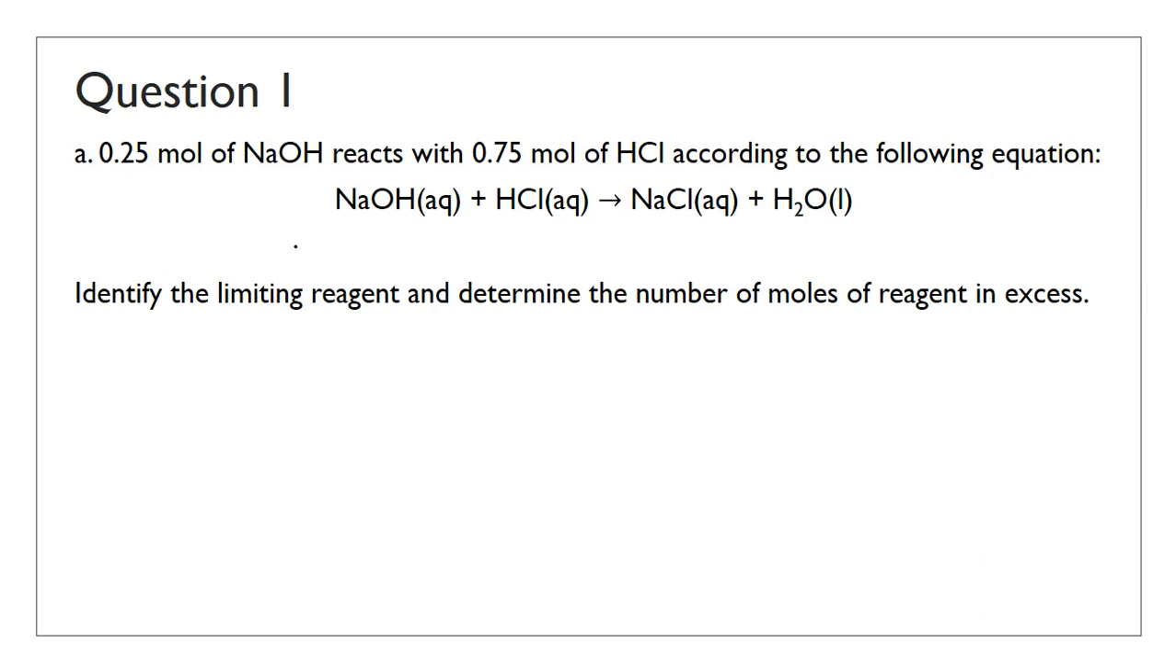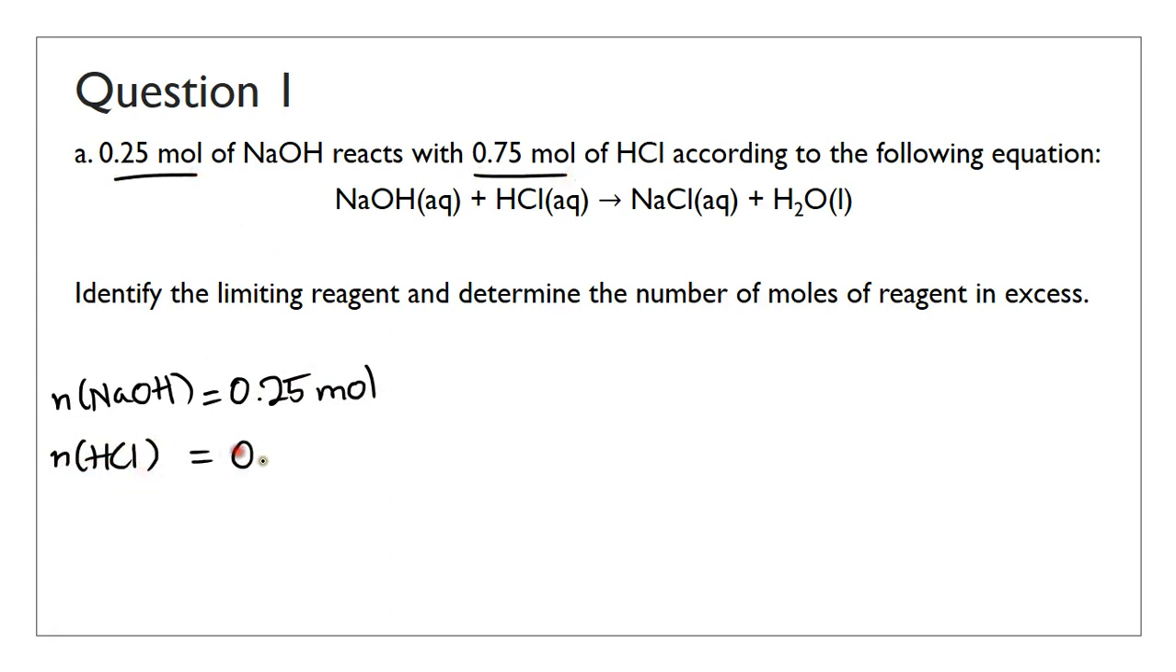So if you print it out, this is the first question. Just have a read. We have 0.25 mole of sodium hydroxide, so the number of mole of NaOH provided is 0.25. It reacts with 0.75 mole of HCl. This is an acid-base or neutralization reaction, and the equation given to you here is already balanced. The question asks you to identify the limiting reagent and determine the number of moles of reagent in excess.